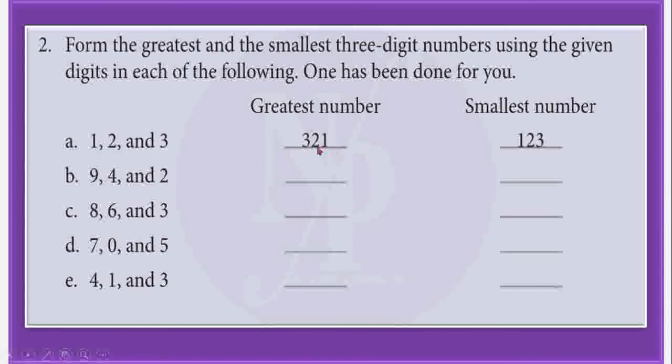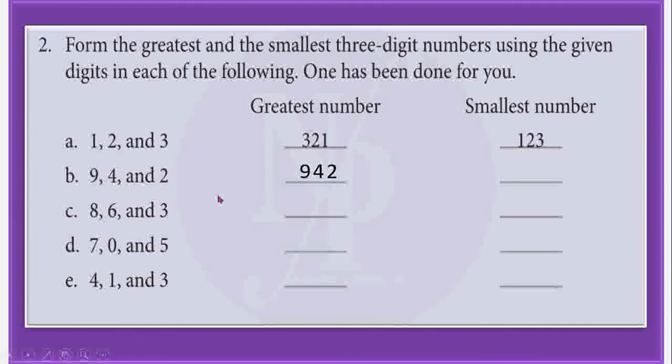Likewise, we have to complete the remaining questions. B. 9, 4 and 2. So to write the greatest number, what should we do? We should write the digits in descending order. Greatest digit first, that is 9, and then 4, and then 2. 942 will be the greatest number using these digits. 942.